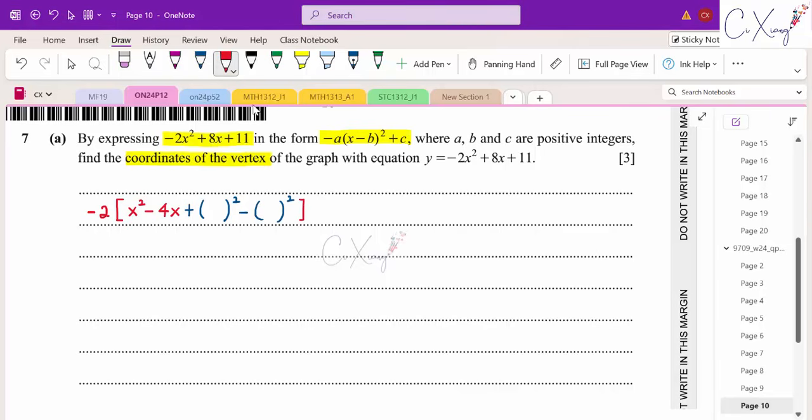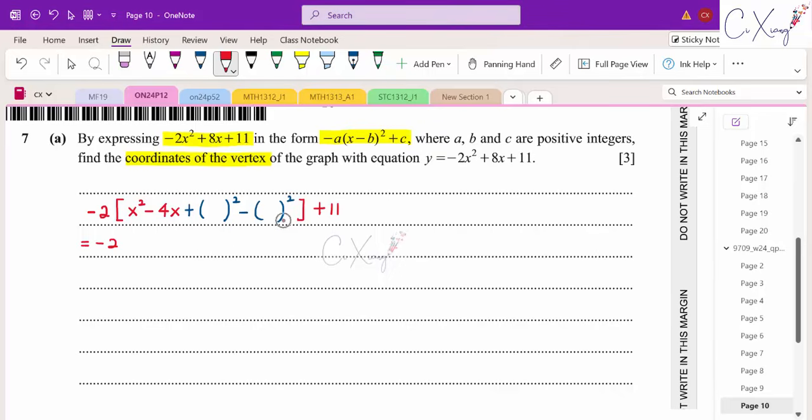Then I want to close the bracket. And then originally we have a plus 11, right? It is not involved in my completing square, so I'll just leave it outside. Alright, so I factorize out the -2 for only the x squared and also the x term.